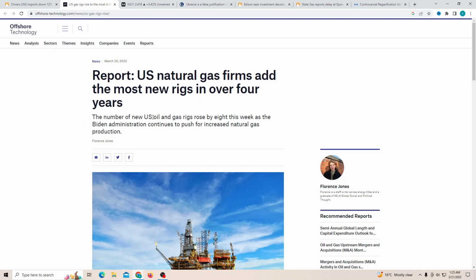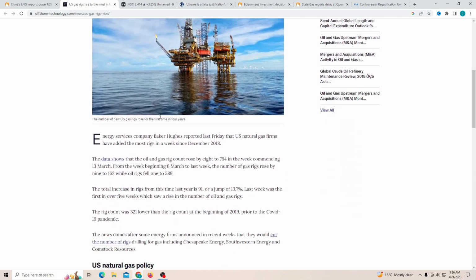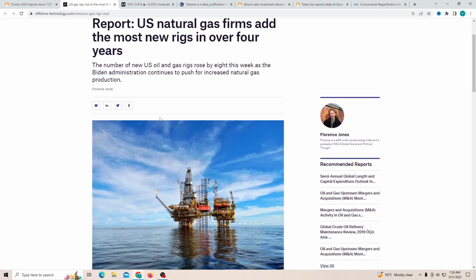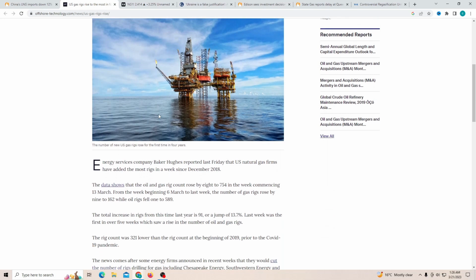The number of new US oil and gas rigs rose by 8 this week as the Biden administration continues to push for increased natural gas production. Now, this is huge. You need to understand that it is increasing at such an extreme rate, and they're adding new rigs as soon as possible, and this is happening inside of the US. The data shows that the oil and gas rig count rose by 8 to 754 in the week commencing on the 13th of March.